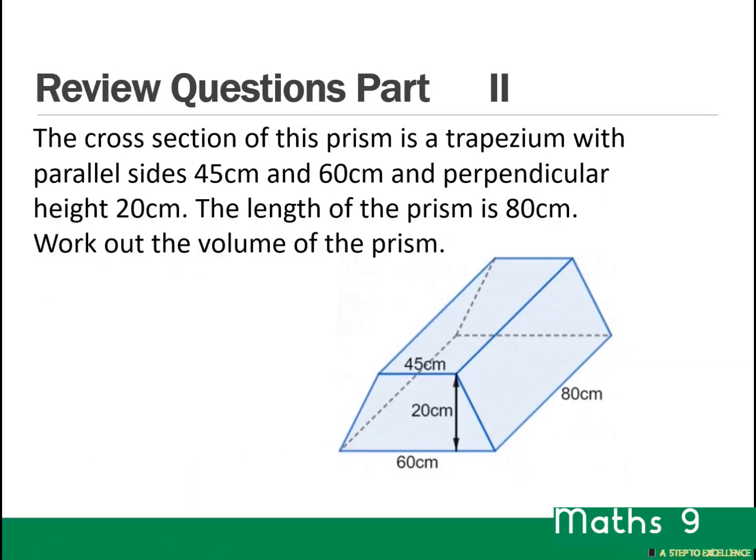Part 2. The cross-section of this prism is a trapezium with parallel sides 45 centimeters and 60 centimeters, and perpendicular height 20 centimeters. The length of the prism is 80 centimeters. Work out the volume of the prism. Pause the video whilst you work it out. Here's the answer. It's 84,000 centimeters cubed.